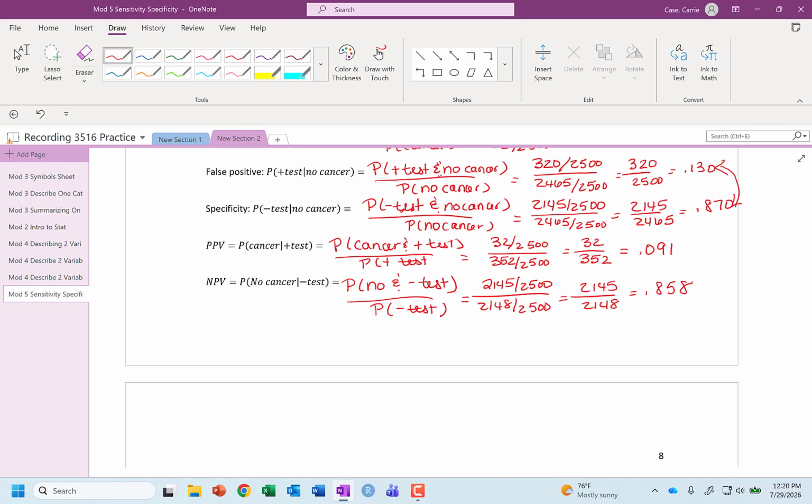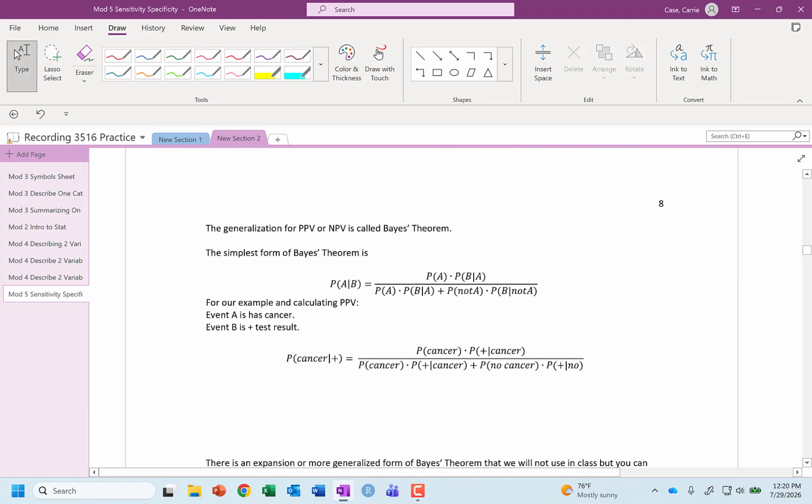All right, so why did we just do all of this? Because of something called Bayes' rule. The generalization for the positive predictive value or negative predictive value, which is what most medical professionals actually want, is actually an application of a probability rule called Bayes' theorem. That is, the probability of A given B is equal to the probability of A times the probability of B given A, divided by the probability of A times the probability of B given A plus the probability of not A times the probability of B given not A.